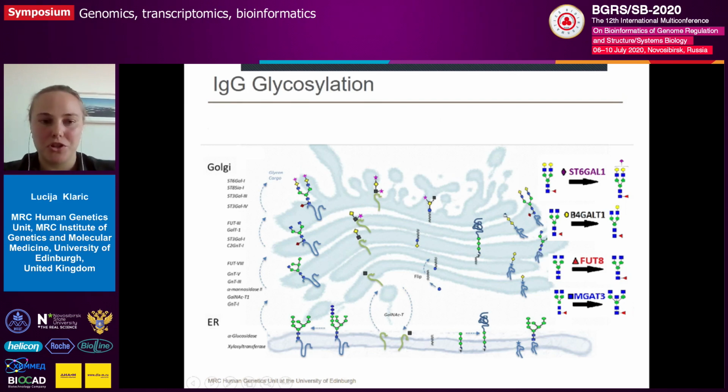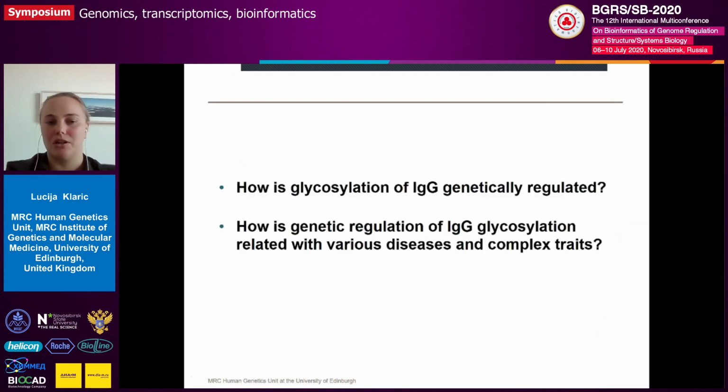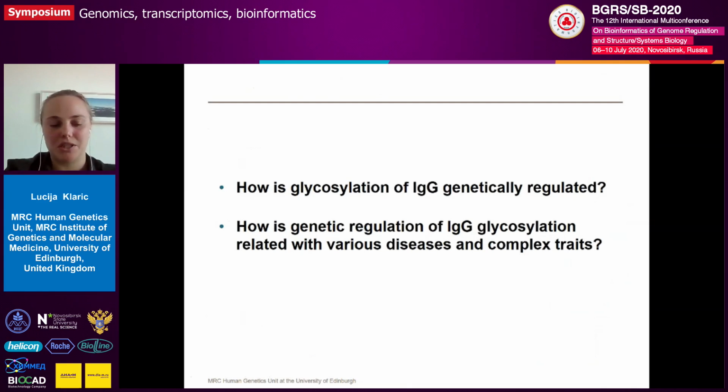So the aim of this project was to identify how IgG glycosylation is genetically regulated, what these other actors are, and then, going a step back, how this genetic regulation is related to various diseases and complex traits? And to analyze this, we used the old, well-known tool called genome-wide association studies.